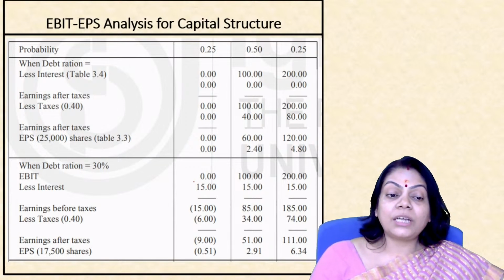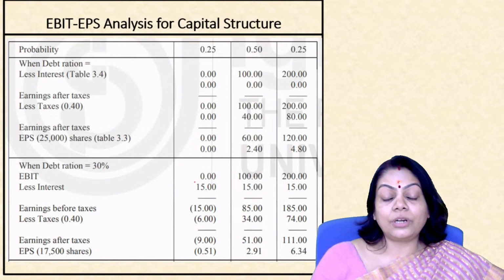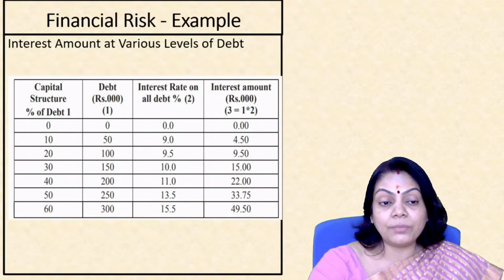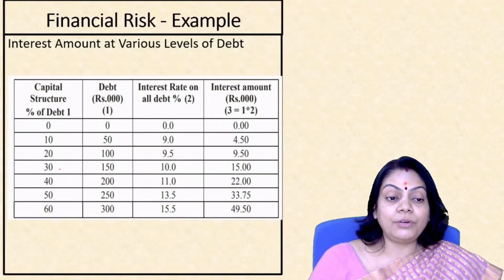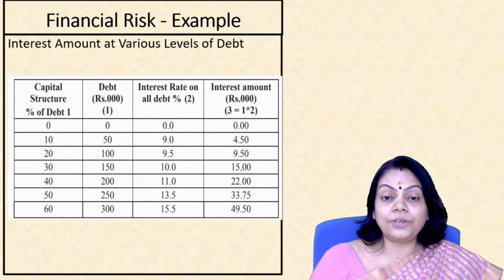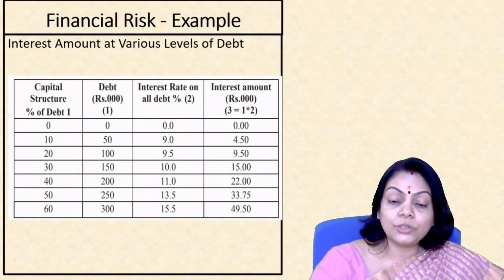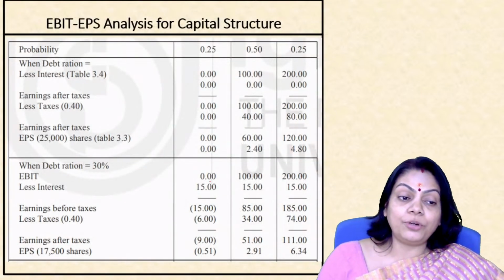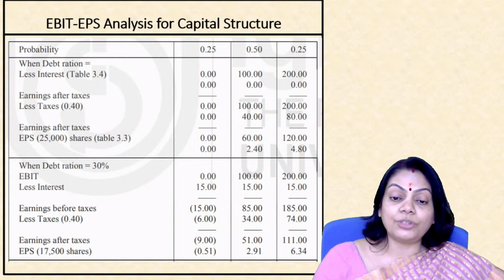Now you are charging interest here because 30% is, if you remember from this table, if your debt was 30, my interest works out to 15. So that is 15,000. So this value I bring here and put it here. Interest is now 15,000.